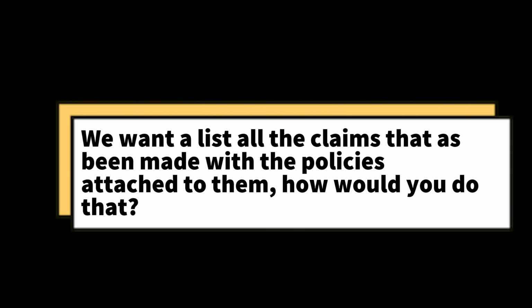Now let's see how that works, with a very similar example to what we used in the left join. You want a list of all the claims that have been made with the policies that are attached to them. How would you do that? We had a query that was left join from policy to claim. We can still have policy as the first table and claim as the second table, but shift our focus to the claims table instead of the policy table. We do that with the right join. Let's see how that works.